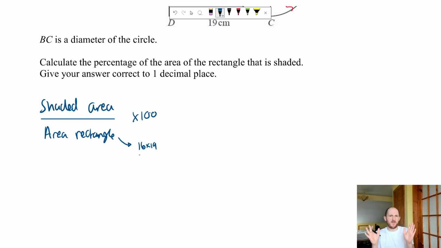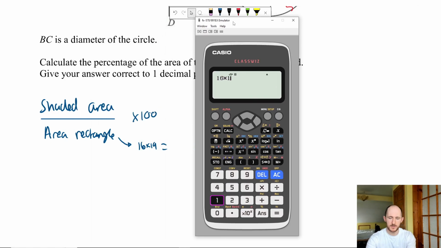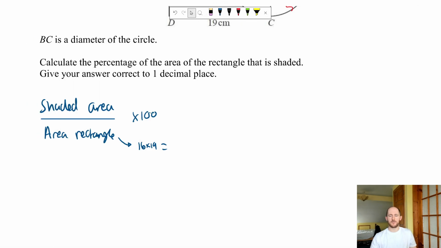That bit I'm fine with. In fact, why don't we just work it out now while we're here? So bring our calculator over. 16 times 19 gives you 304 centimeters squared, although the unit actually won't matter in this case because it's going to be a percentage anyway.